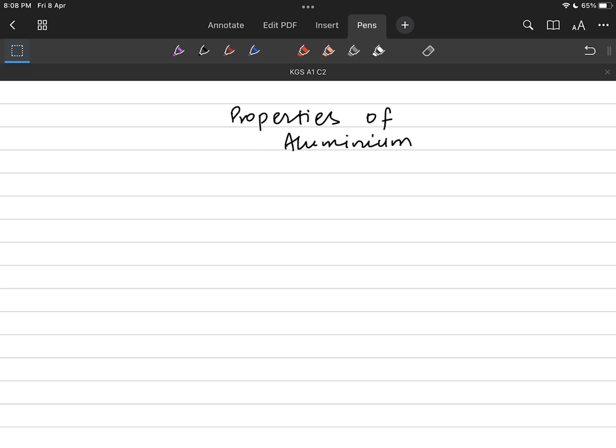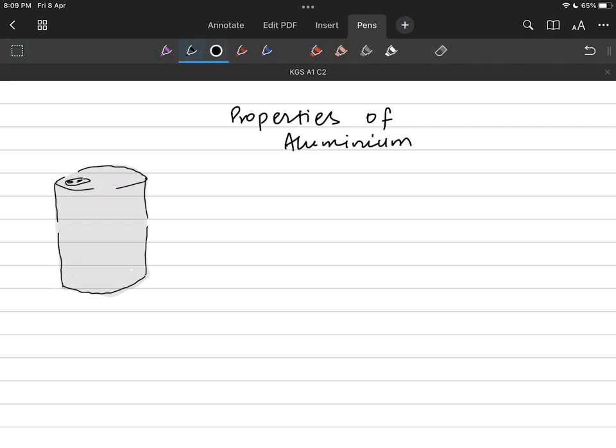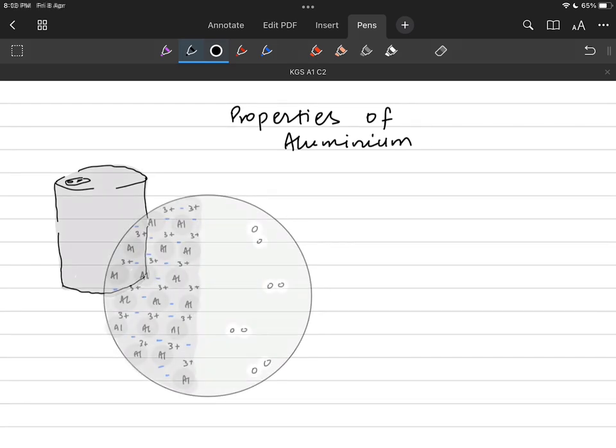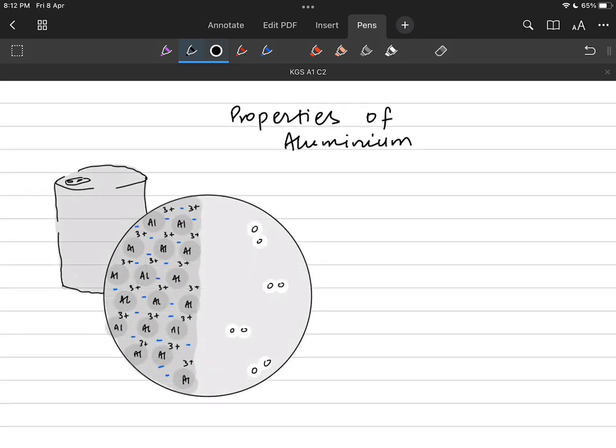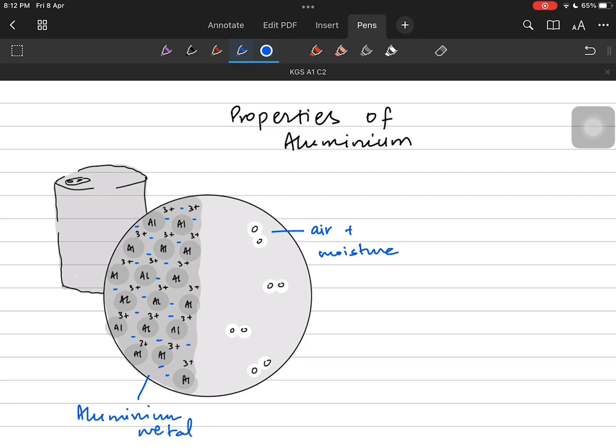Let's talk about the properties of aluminium. Imagine you have a can of aluminium, which has the metallic bonding of aluminium. Now in the surrounding you have air along with moisture, and you can see the aluminium's metallic lattice over here in this bigger magnified diagram. Now oxygen molecules are going to corrode the aluminium. So aluminium will react with oxygen to make aluminium oxide. You want to balance this equation, so at the end you get aluminium oxide after the corrosion of aluminium.